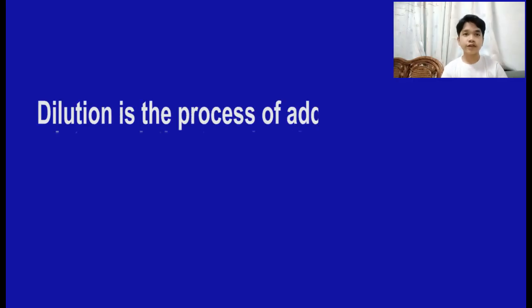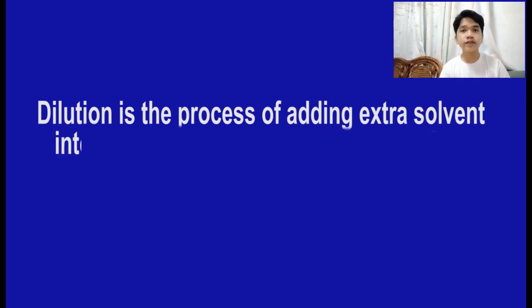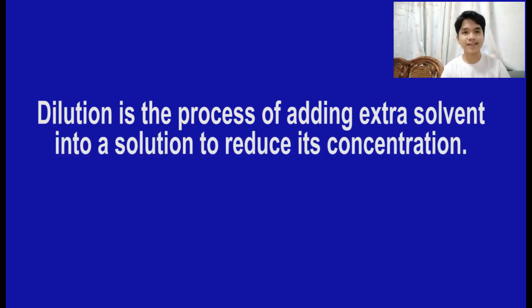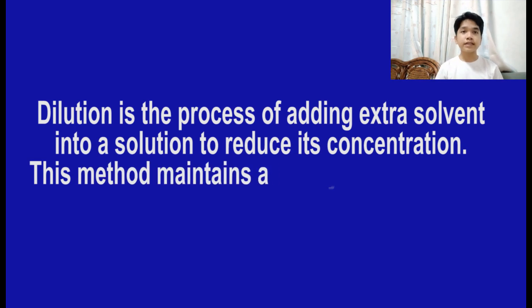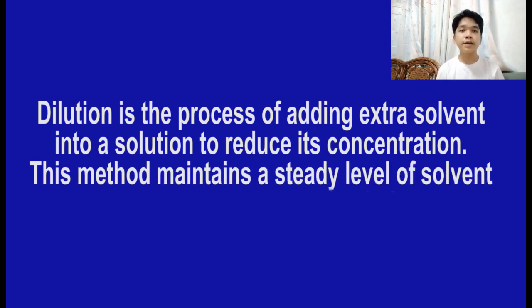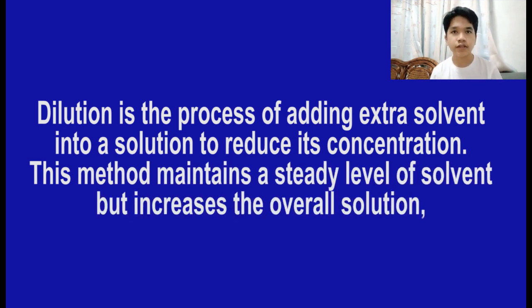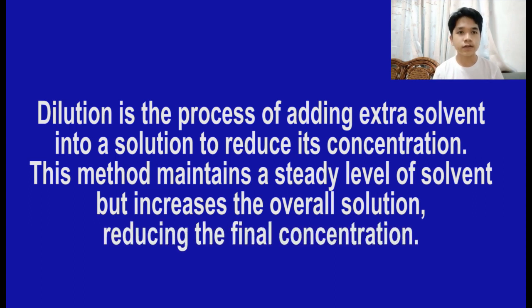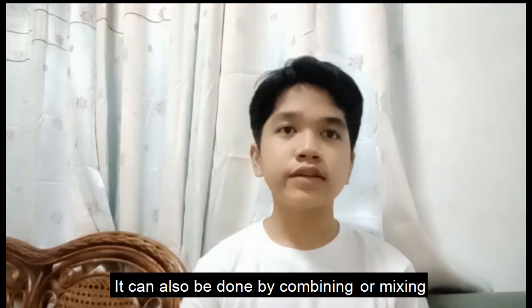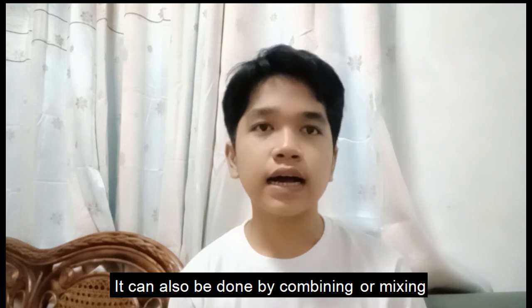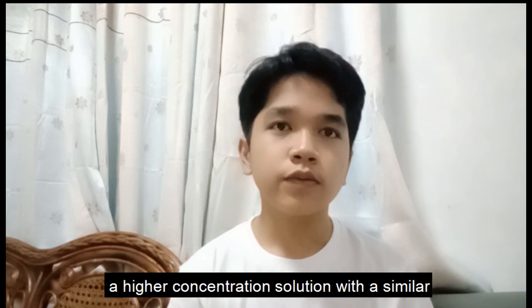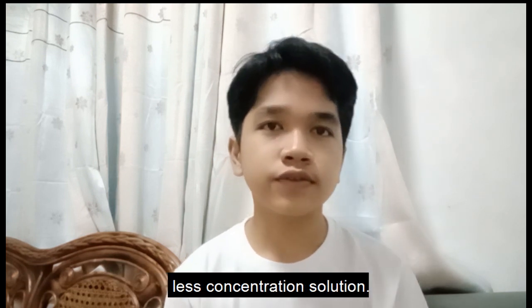Dilution is the process of adding extra solvent into a solution to reduce its concentration. This method maintains a steady level of solute but increases the overall solution volume, reducing the final concentration. It can also be done by mixing a higher concentration solution with a similar lower concentration solution.